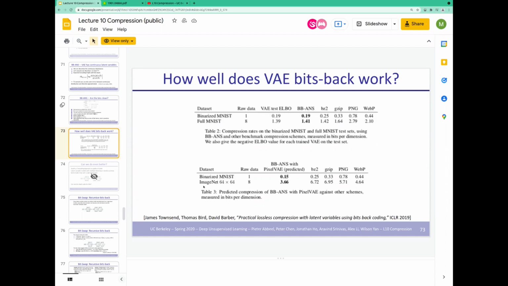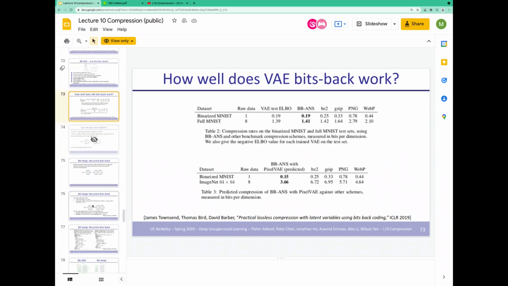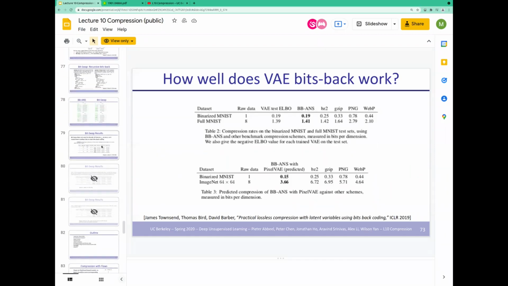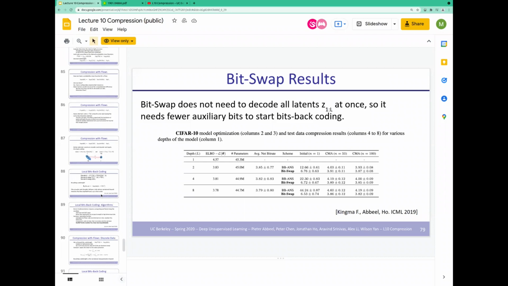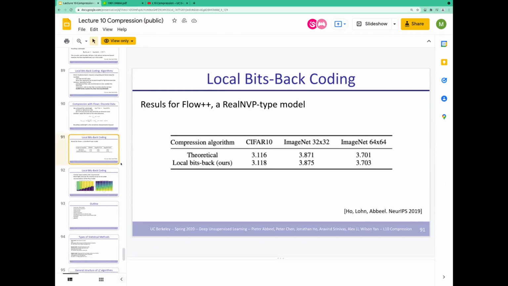I don't know. It says ImageNet 64 by 64, 3.66. Yeah, so this is worse. I don't know why theoretical is higher than what they already achieved in the other one. It seems to be slightly worse, right? Even in the best theoretical case. Yeah.